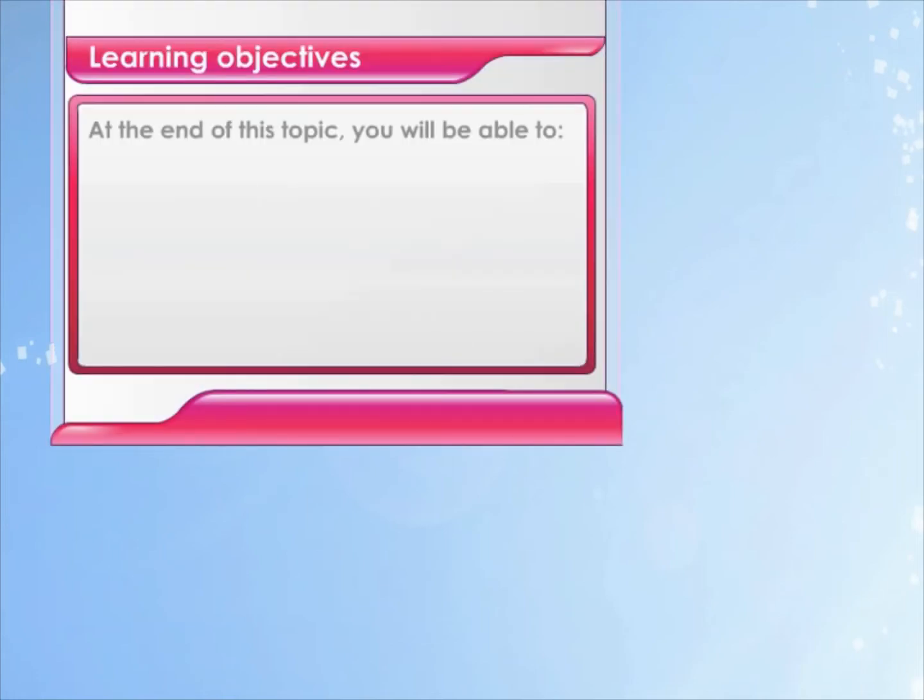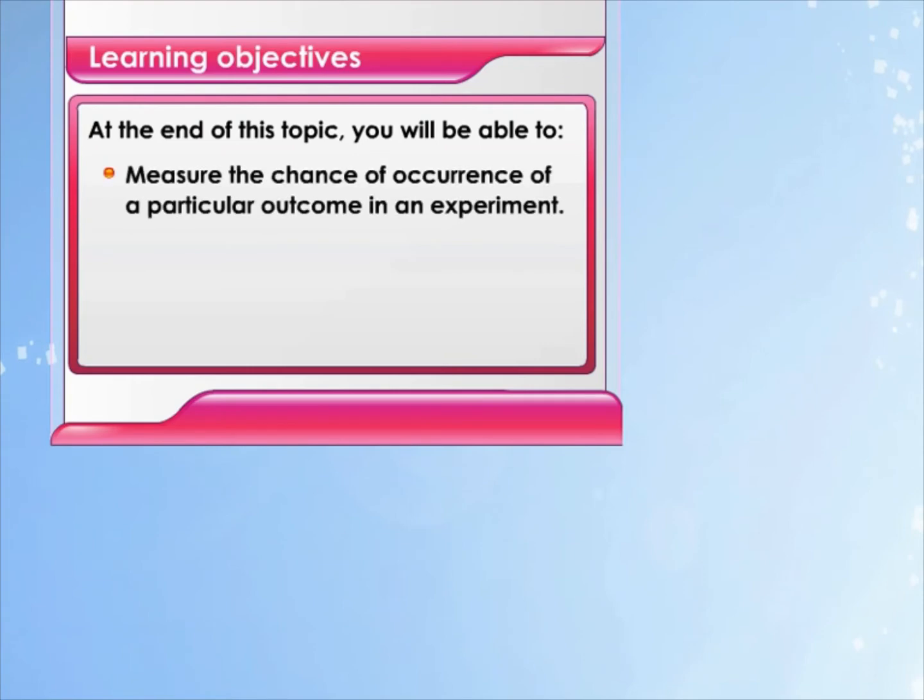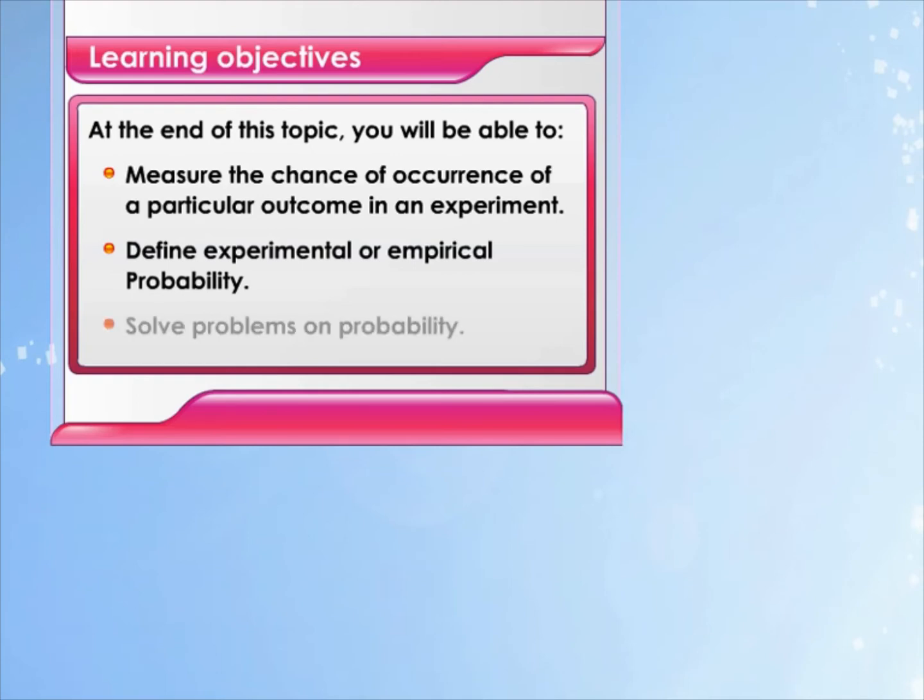Learning objectives. At the end of this topic, you will be able to measure the chance of occurrence of a particular outcome in an experiment, define experimental or empirical probability, and solve problems on probability.